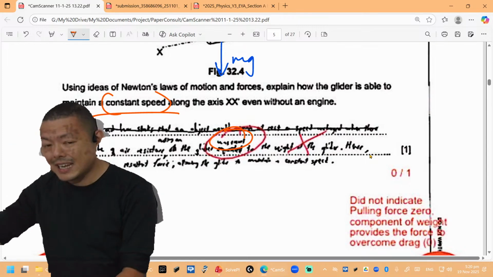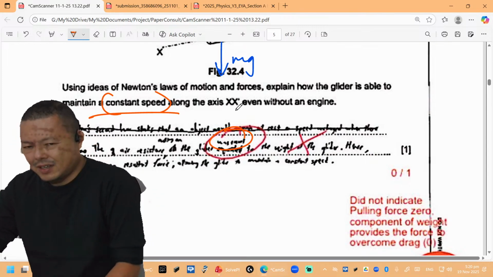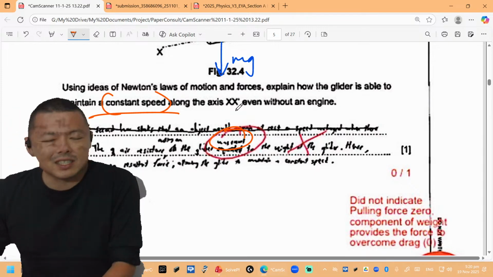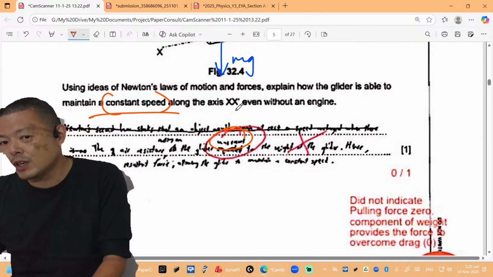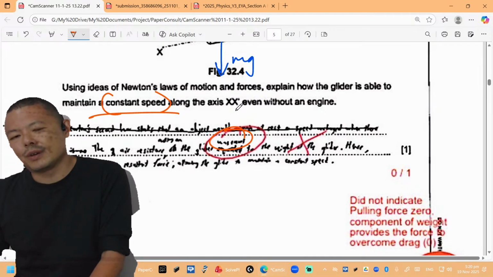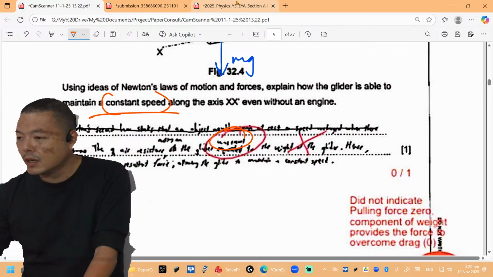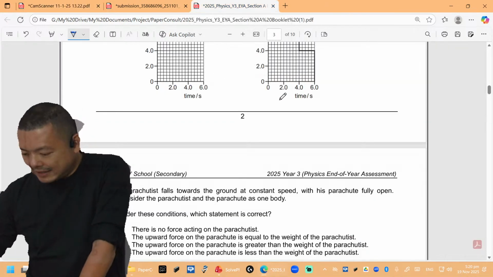Okay, so we don't say equal, we say balance. Equal means same magnitude and same direction. The air resistance is not pointing in the same direction as the weight. It's pointing opposite, right? So you have to change it to balance. Just learn how to use the word balance. Your turn, Janelle. That's it.